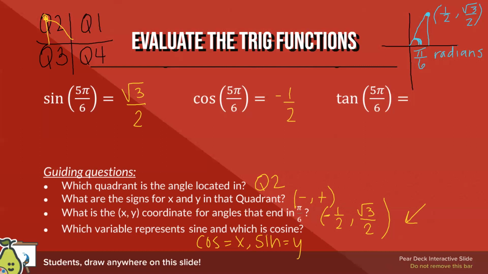And lastly, tangent. Tangent is a combo of the two. Tangent is actually represented as y divided by x. So the y coordinate is square root of 3 over 2 divided by negative 1/2. And we don't really like double-decker fractions, so I'm going to rewrite this. We're going to use keep, change, flip, or multiplying by the reciprocal. So this is actually the square root of 3 over 2 times negative 2 over 1. Doing this, we end up with negative square root of 3 over 1, or just negative square root of 3.